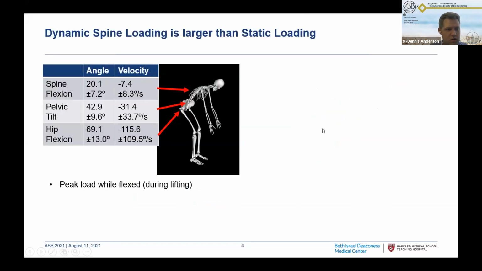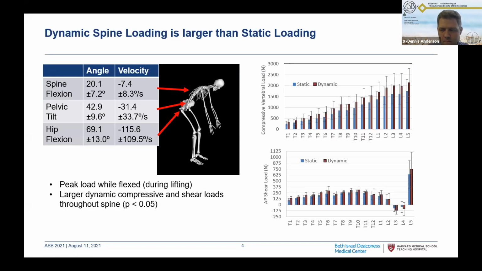The point of peak loading occurred, as you might guess, while the subjects were flexed forward but lifting the box. You see the spine, pelvis, and hip angles here and the angular velocities. There was quite a bit of variation in angle and angular velocity between the subjects, as we were not trying to control their lifting pose or velocity.